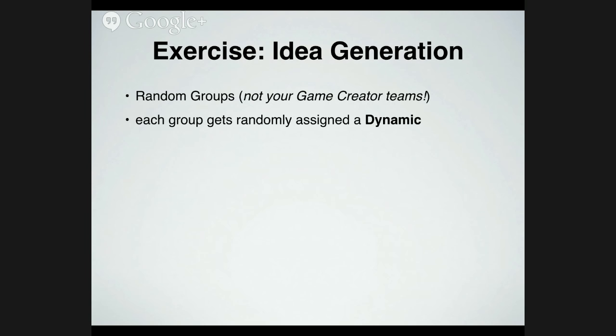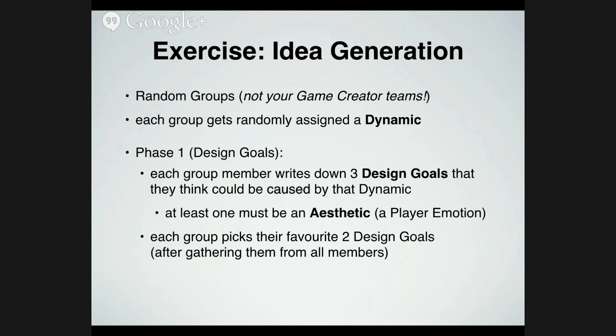I'll give you an example of an experience that a player might have in a game. Each group will get a different experience. And then I'll have each person write down 3 design goals that they think could be evoked. 3 different things that you would want the player, an effect you would want to have on the player based on that dynamic. At least one of them has to be an aesthetic, so a player emotion. And then as a group, you pick your 2 favorites. Okay, so that's the first phase.